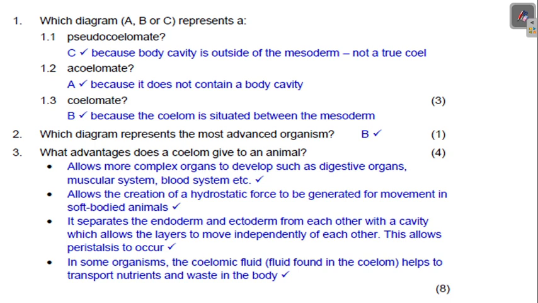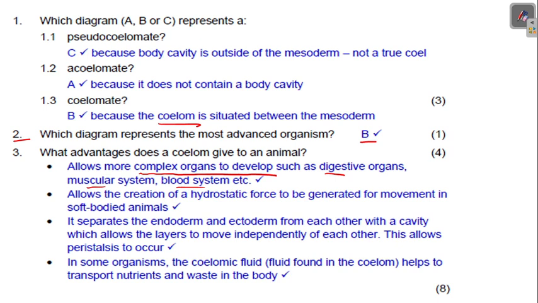What advantages can a coelom give? Basically, we just did them right now, and that is why your answer for number 2 had to be B, an organism with a coelom, because it allows for complex development of organs such as the digestive organs, muscular system, and blood system. So those are the advantages of having a coelom. Right, that is the end of it. And then next lesson, we get into the different phyla and basically compare them using the body plans that we just did.